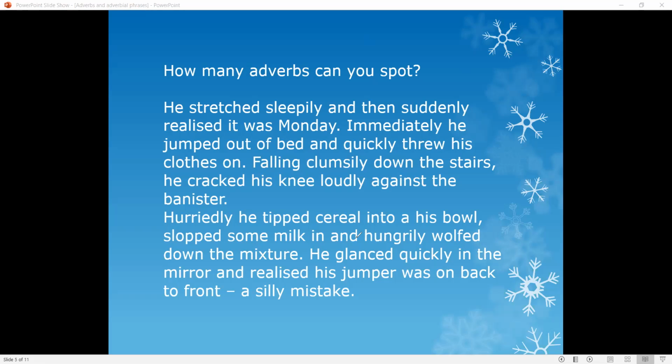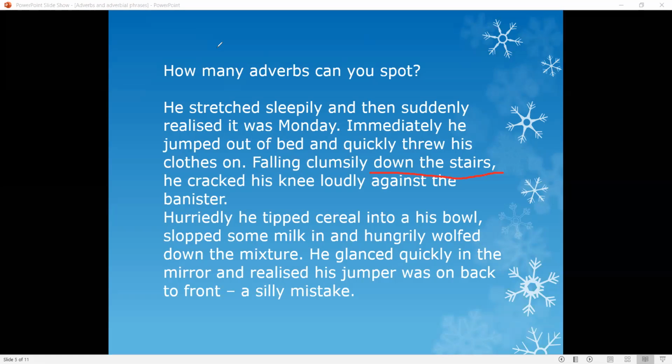Let's think together about this. Again, down the stairs is not an adverb, it's not a word. It's something called an adverbial phrase or an adverb phrase. Down the stairs is an adverb phrase. What does that mean? It's a phrase that works as an adverb. It tells you where the action falling took place. He fell down the stairs. Again, it tells you the place of the action. However, it's not just a word. It's a phrase, an adverb phrase.